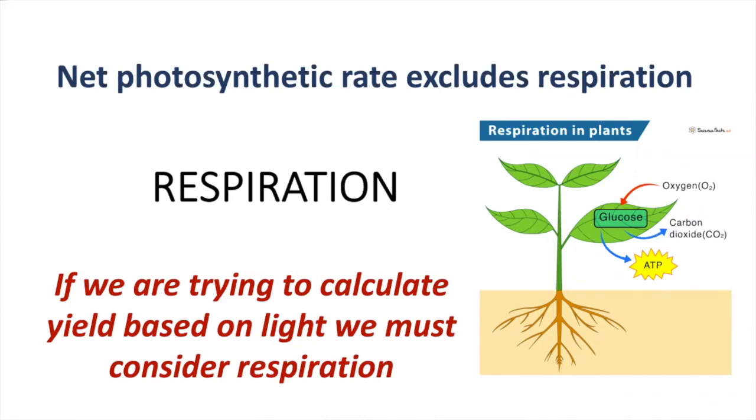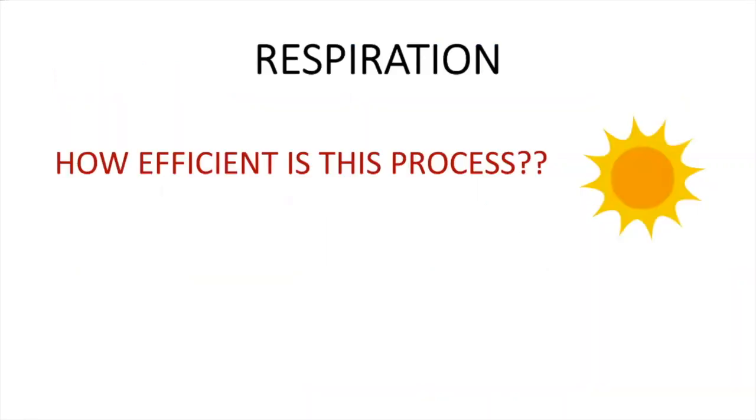So now we understand why we need to consider respiration when trying to link light to yield. So if we are considering respiration, we need also to know the efficiency of respiration. So in experiments, we have learned that efficiency of respiration is about 60%. We can calculate this by dividing net photosynthesis by gross photosynthesis.